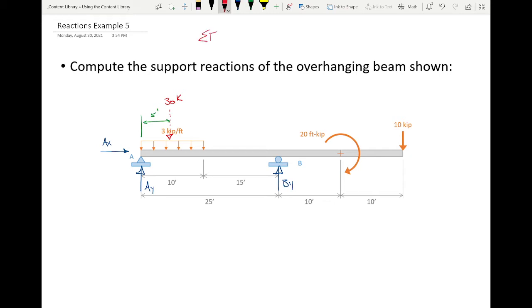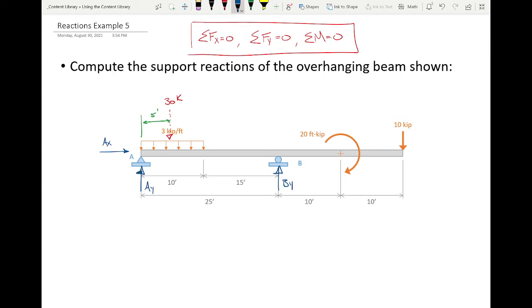We have sum of forces in the X direction, sum of forces in the Y direction, sum of moments. Same structure, same situation. So what I'm going to do is I'm going to handle this like we've done any problem up until now. I'm going to sum moments first. I'll sum moments at A. Let me put my little tick marks on my reactions. I forgot to do that. I'm going to sum moments at A in order to determine the reaction at B.